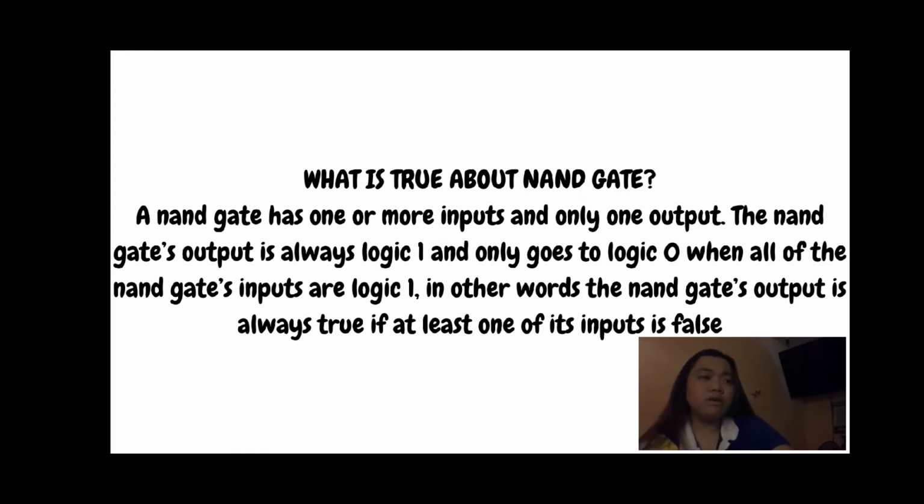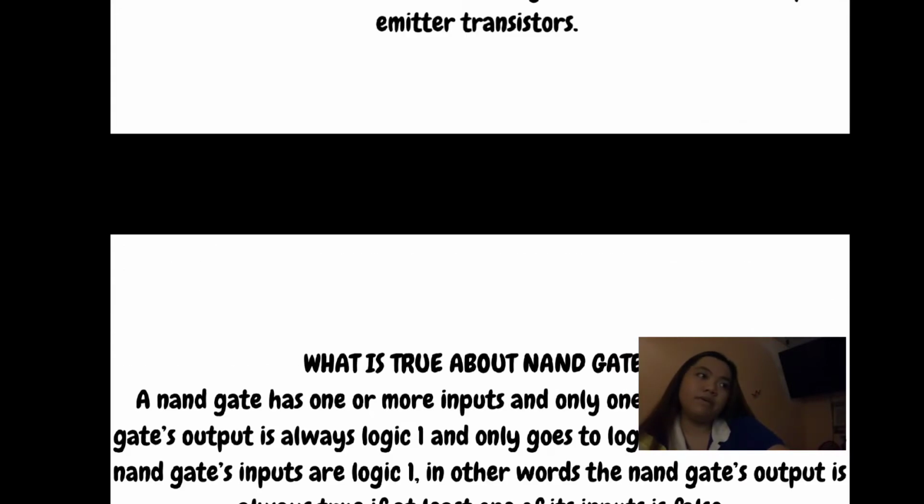So what is true about the NAND gate? A NAND gate has one or more inputs and only one output. The NAND gate's output is always logic 1 and only goes to logic 0 when all of the NAND gate's inputs are logic 1. In other words, the output is always true if at least one of its inputs is false. So, operation.